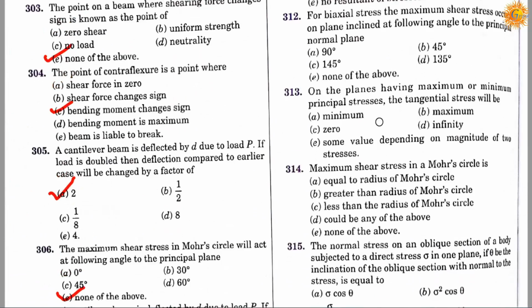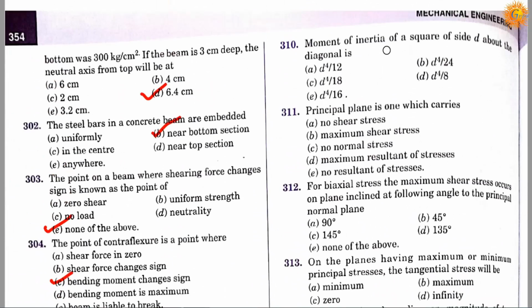Question number 310. Moment of inertia of a square of side D about the diagonal is: option A, d power 4 divided by 12, option B, d power 4 divided by 24, option C, d power 4 divided by 18, option D, d power 4 divided by 8, and option E, d power 4 divided by 16. Correct answer is A, it will be d power 4 divided by 12.